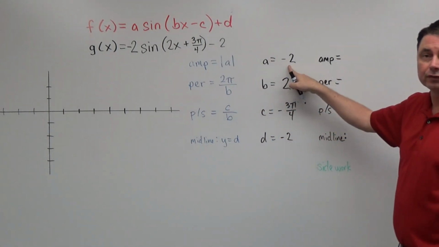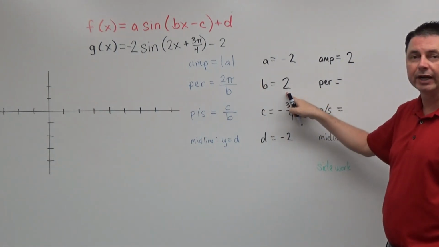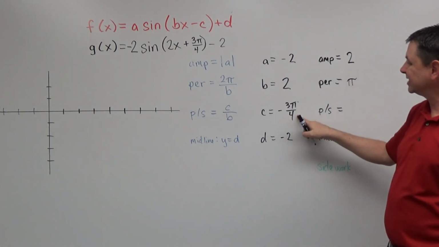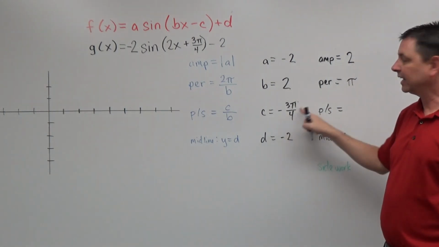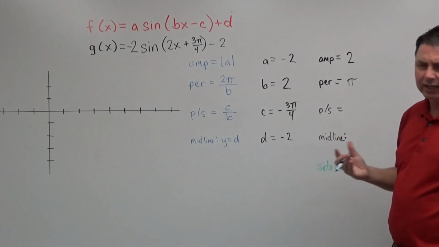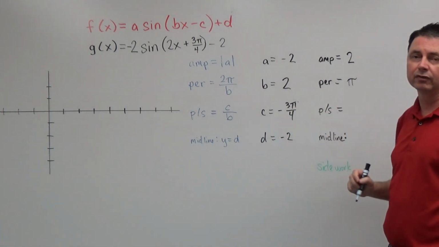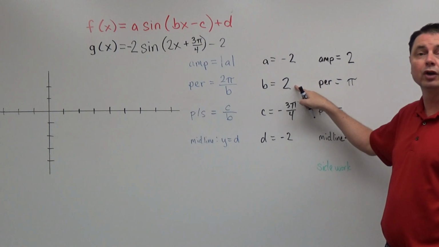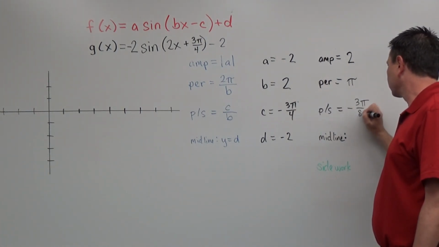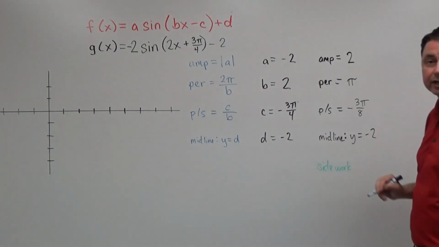Amplitude is the absolute value of negative 2. Period is 2 pi divided by 2. That would be 1 pi. Phase shift would be C divided by B. Negative 3 pi over 4 divided by 2. Again, that's a little bit tricky, so if we think multiplied by the reciprocal, negative 3 pi over 4 times the reciprocal 1 over 2, we would get negative 3 pi over 8. The midline is y equals negative 2.